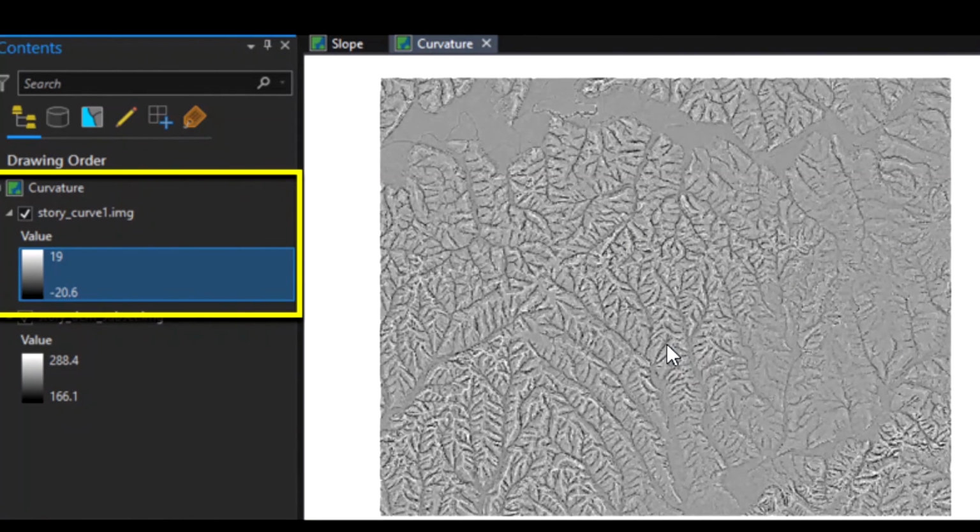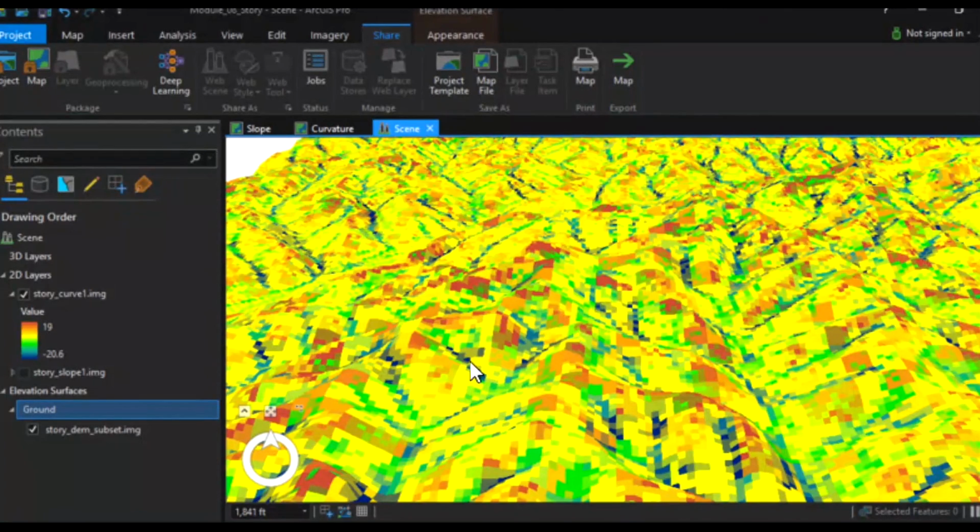Let's go ahead and zoom in, we'll go 3D. What I also did was change the colors, so instead of black and white, now negative is shown in blue, and positive in red. And so I put it into 3D.